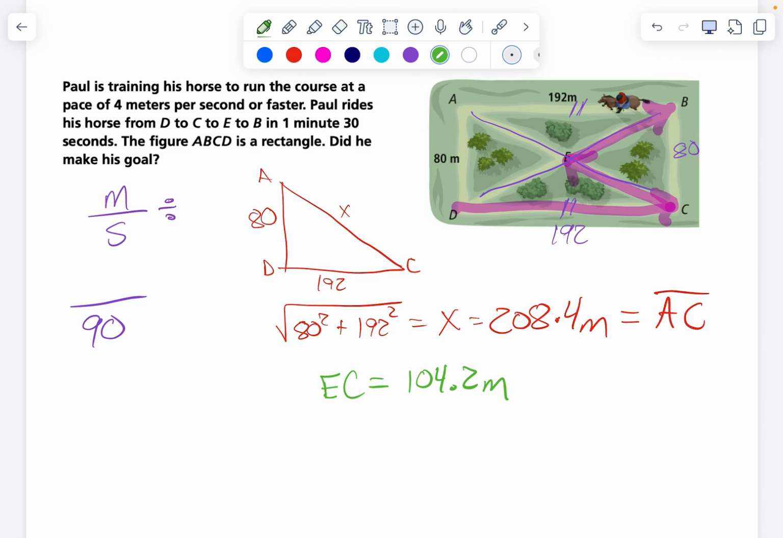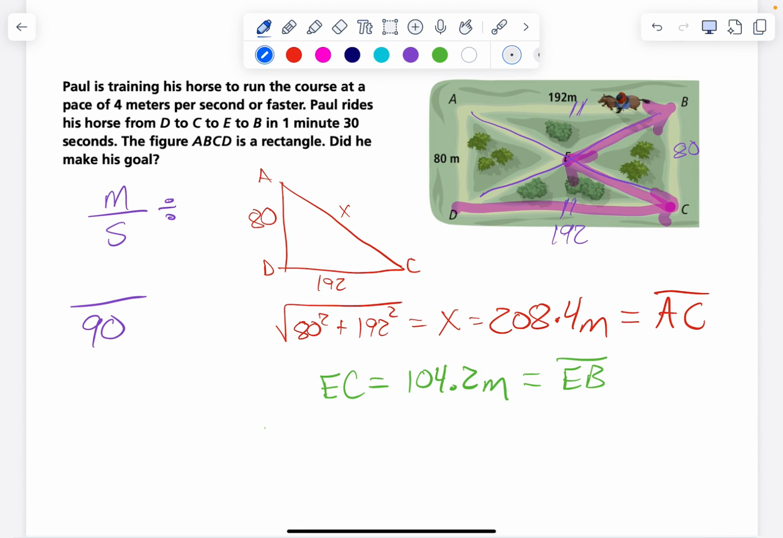Okay, and then we need EB or BE. What's true about a rectangle specifically? In terms of diagonals, what else is true about them? The diagonals are congruent, so isn't BE also, let's call it EB just to be consistent, isn't it also 104.2? Yeah, because the diagonals are the same length, so taking half of the other diagonal is going to be the same.